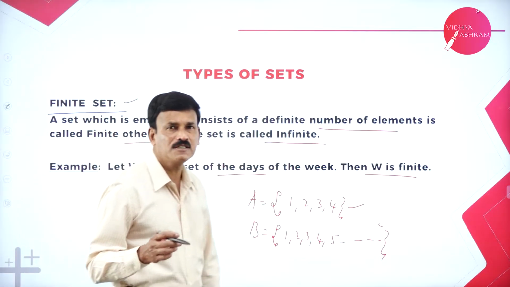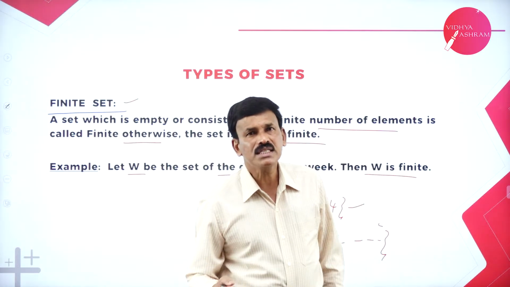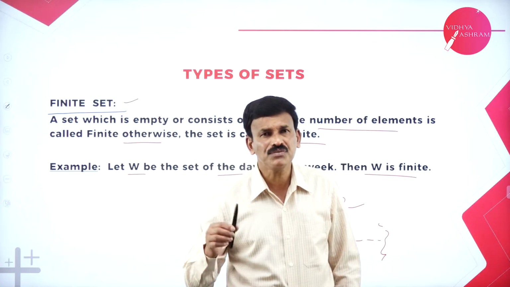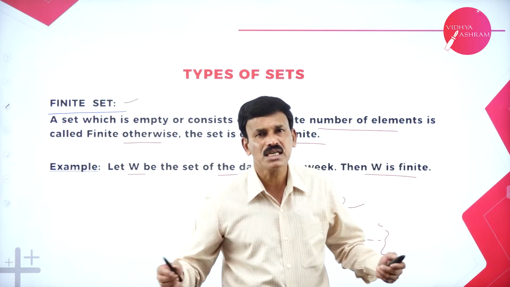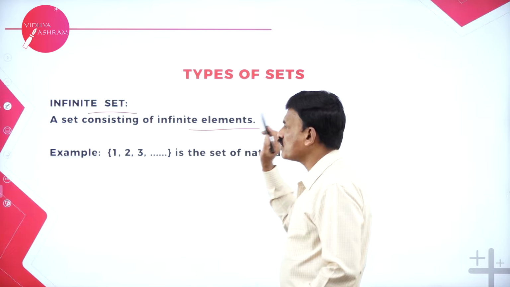So, in general, if a set contains a definite number of elements, then it is called a finite set. If a set does not contain a finite number of elements, if it contains infinite number of elements, then it is called an infinite set. Infinite set means a set consisting of infinite number of elements.